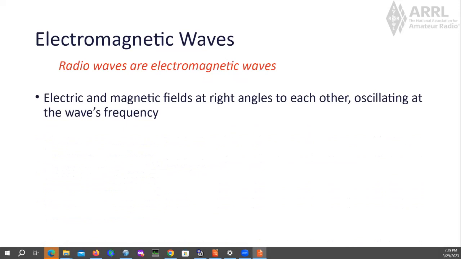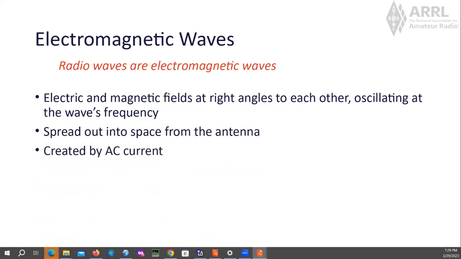Electromagnetic fields at right angles to each other, oscillating at the wave's frequency, sprout out into space from the antenna. They are created by the AC current in your antenna. Wave and current have the same frequency.